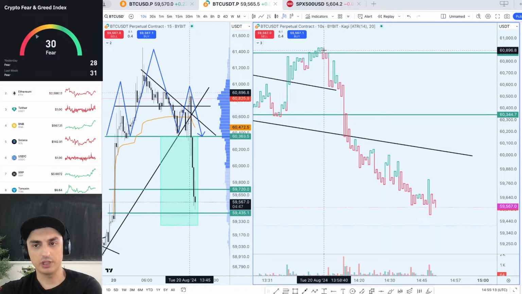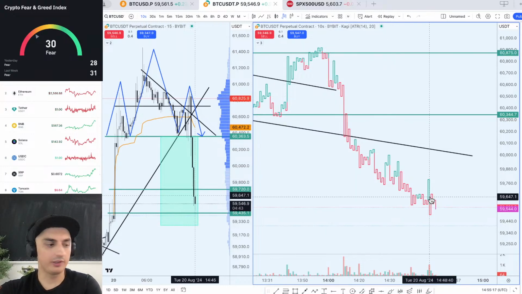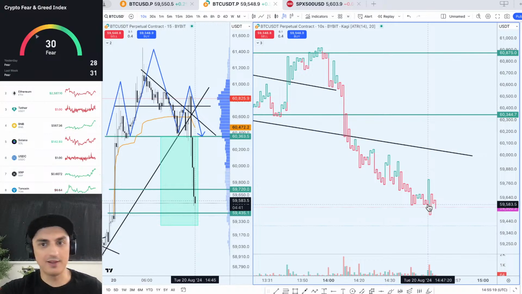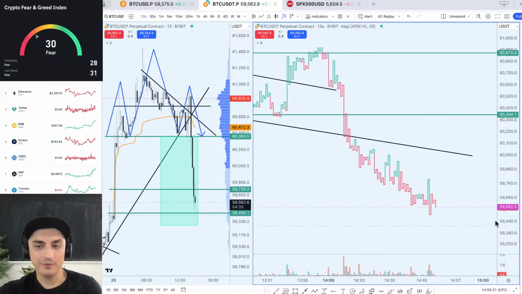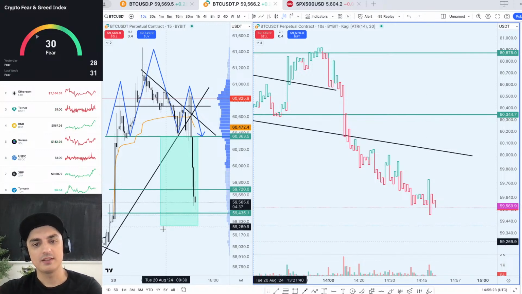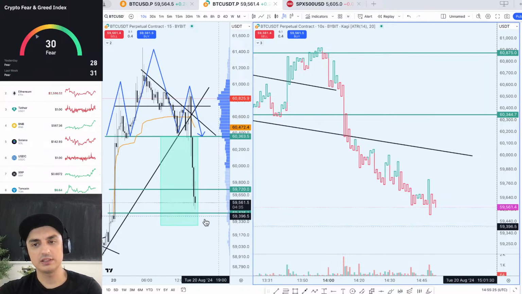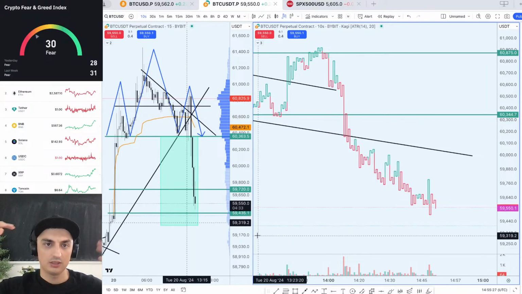So once again, we broke down from 60,800. I'm already losing some words today. And right now we are trading at 59,500. So almost 1,300 price movement. It's quite a big movement. You're able to catch this move.